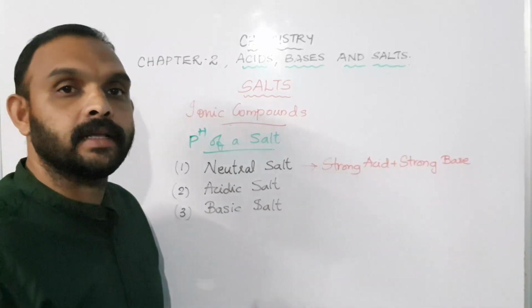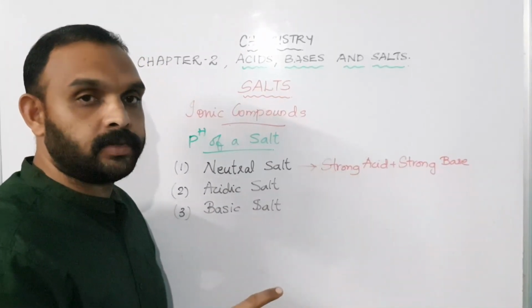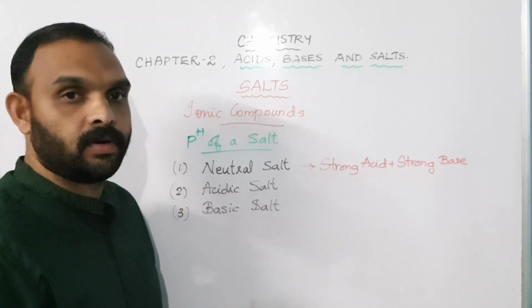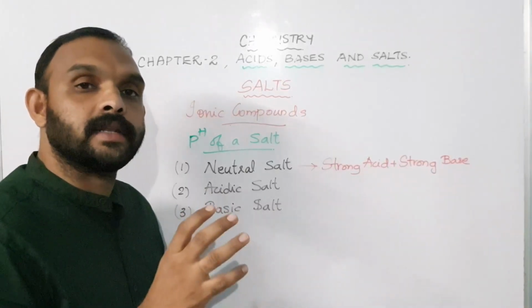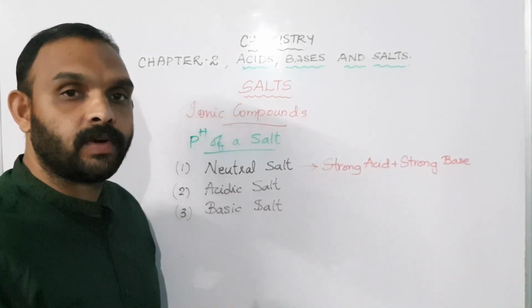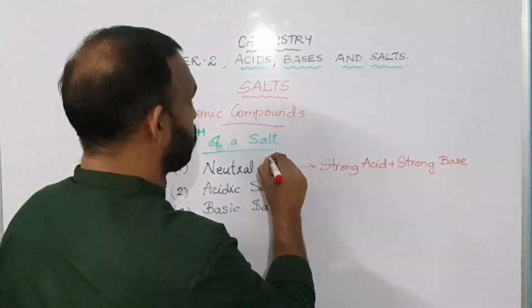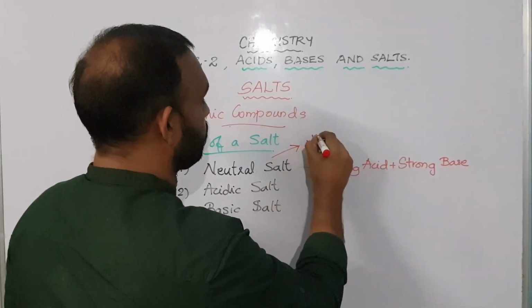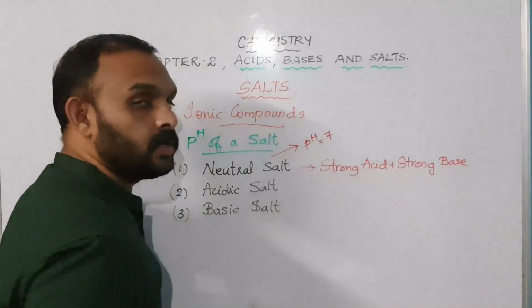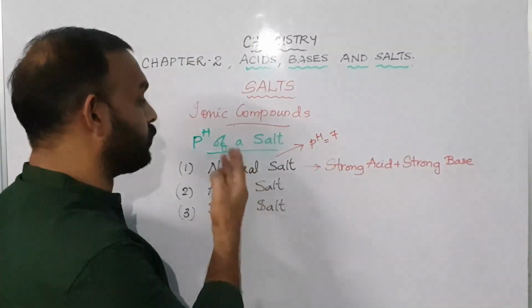And we know that the NaCl which is formed, that is sodium chloride or common salt, is neither acidic nor basic. That means its pH is equal to 7. pH is equal to 7. That's why we call it a neutral salt.